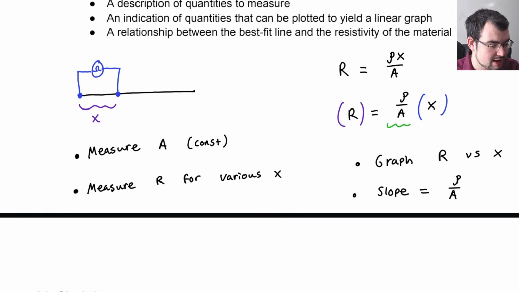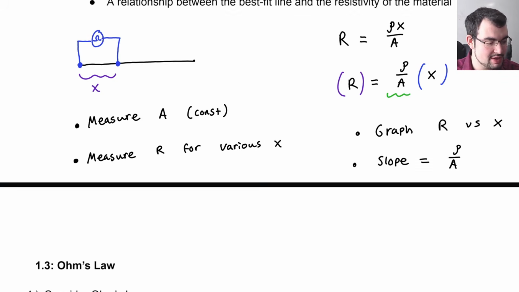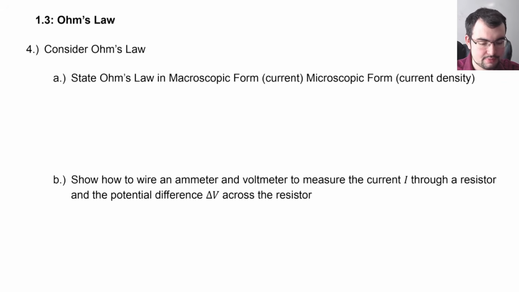I just did the most common. Most people like to graph the simplest thing and then do slope algebra. Some people like to do all their algebra to graph some nasty quantity so their answer is as simple as possible with the slope. All right, Ohm's law.